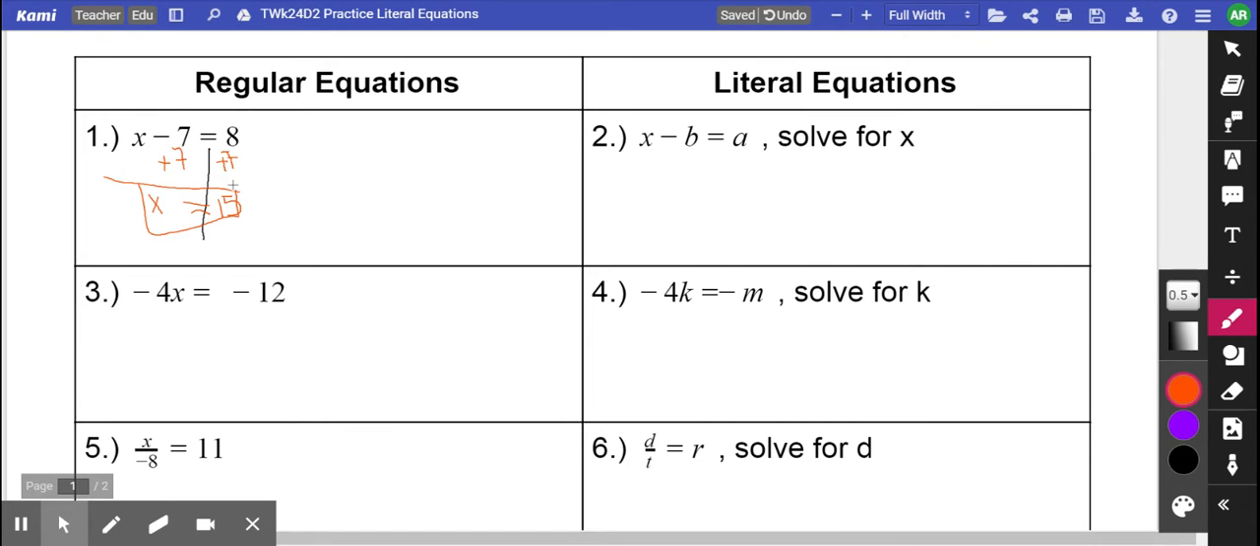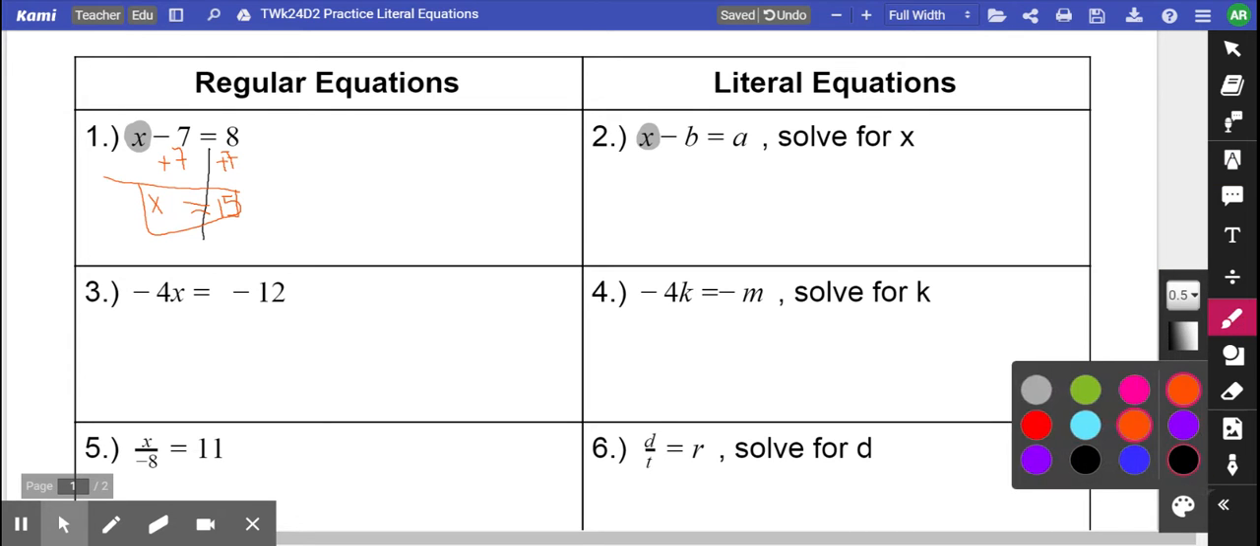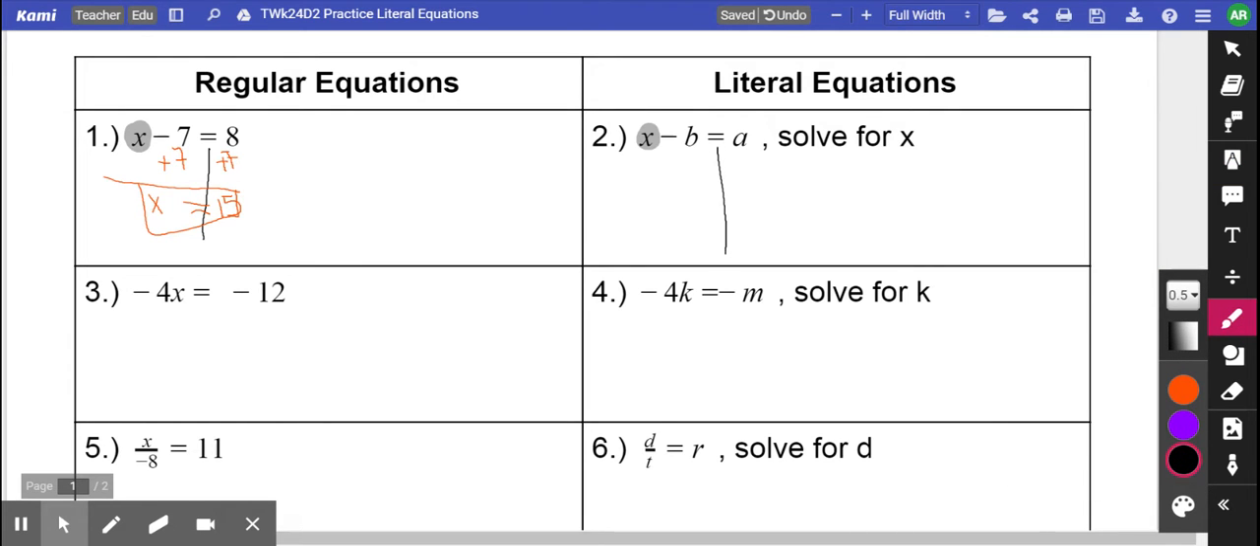Okay, now looking at number 2 here, we have x minus b equals a. So again, just like before, we have a one step, but now I've changed the 7 to a b, the 8 to an a. Same steps, okay? You got to do the same steps. If we added 7 on both sides for number 1, that means we're going to add b to both sides for number 2. Here's where it gets tricky, trickster, okay?